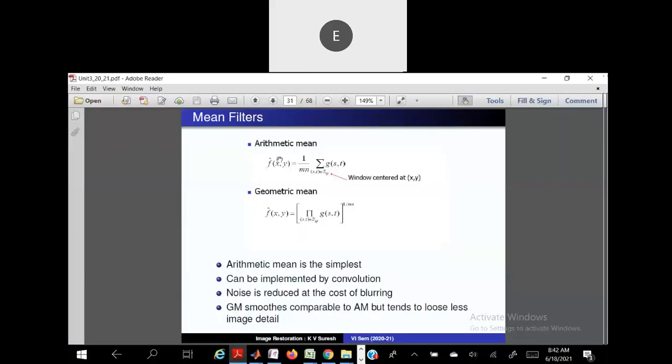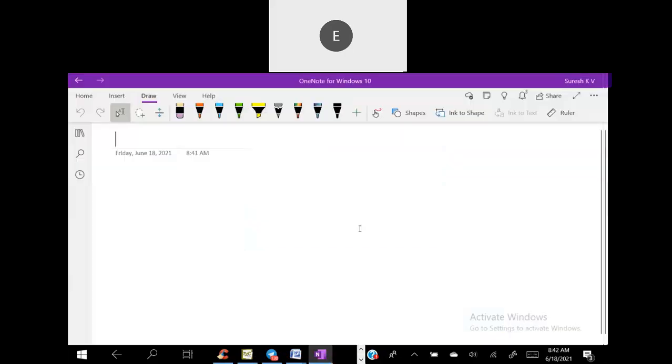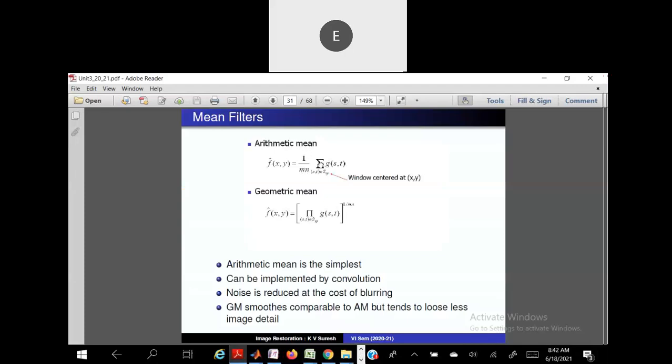Observe this equation: arithmetic mean f hat is 1 by mn summation of g of st over the range st in s of x, a window. Let me consider that window to be maybe 3 cross 3. So m is equal to n is equal to 3. The window size is 3 cross 3. So your equation here, if you observe, this is 3 into 3, so it is 1 by 9 summation over that range.